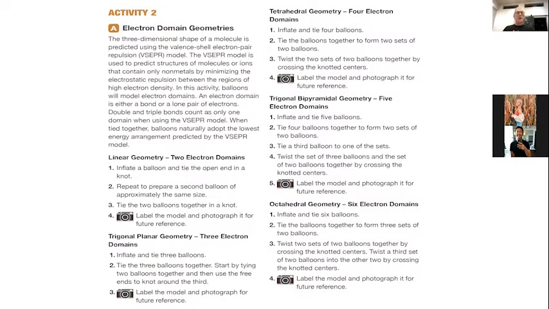Who can tell me what an electron domain is? What's an electron domain? Because we're talking about 2 electron domains, 3 electron domains. What are they? What's an electron domain?